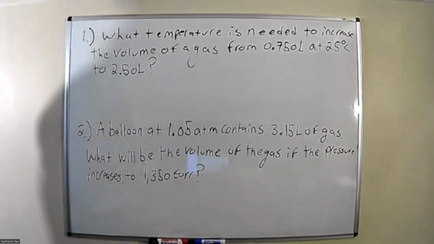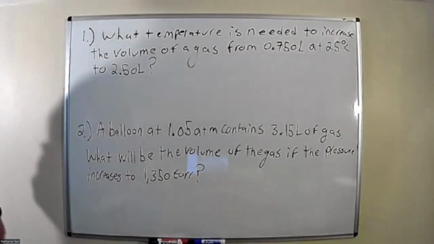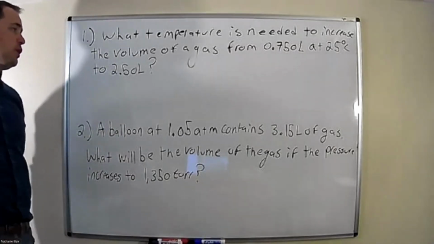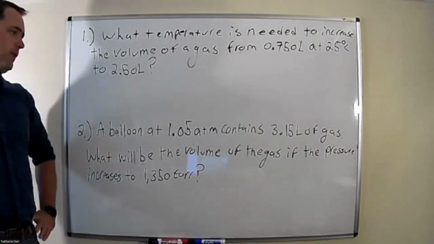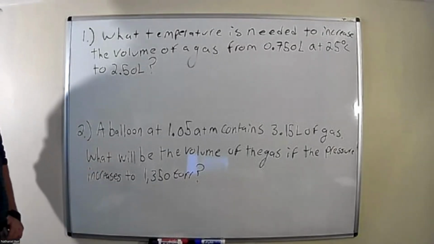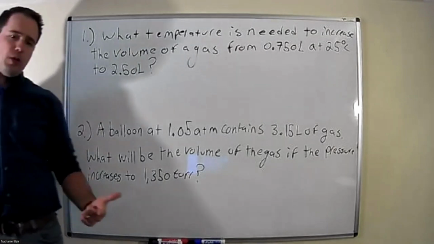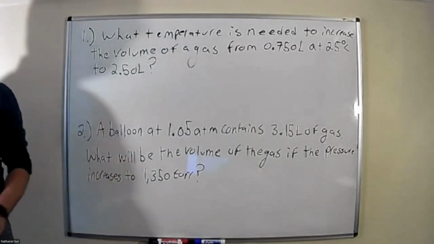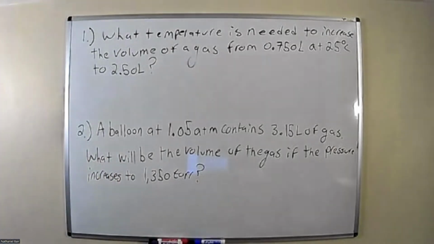Give it a shot, folks. What temperature is needed to increase the volume of a gas from 0.750 liters at 25 degrees Celsius up to 2.5 liters? And a balloon at 1.05 atmospheres contains 3.15 liters of gas. What will be the volume of the gas if the pressure increases to 1,350 torr? So we got Boyle's law, we got Charles's law, we got Gay-Lussac's law. You're going to need to use two of those three. Give it a shot. You got this.